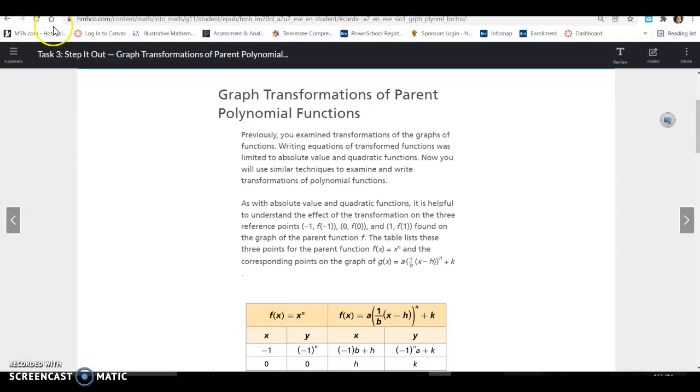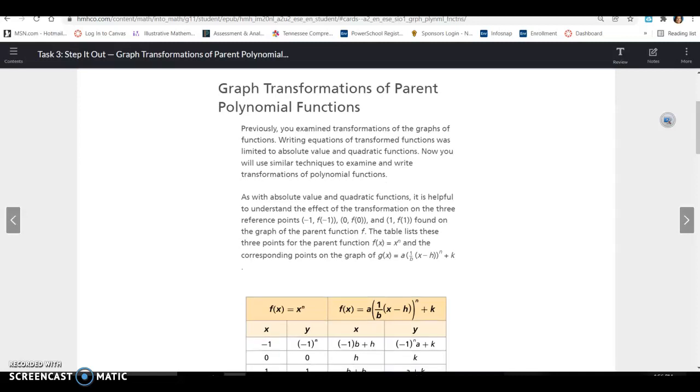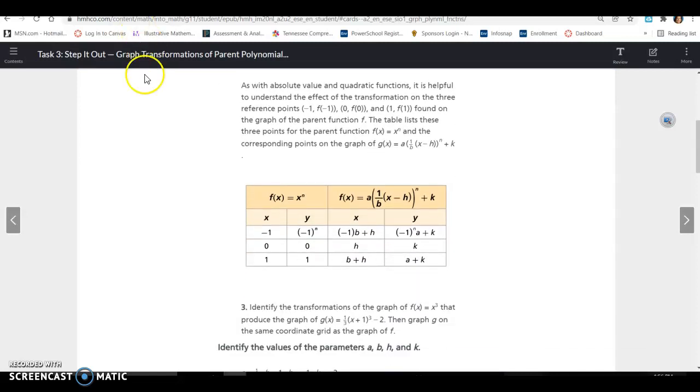As with absolute value and quadratic functions, it is helpful to understand the effect of the transformation on the three reference points found on the graph of the parent function. The table lists these 3 points for the parent function f of x and the corresponding points on the graph g of x. Alright, so you've seen before a function that looks similar to this: g of x equals a times 1 over b in parentheses x minus h to the n power plus k.